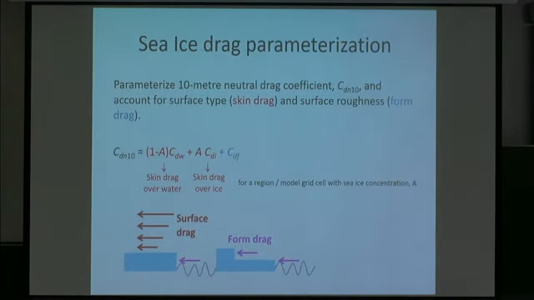So, you know, at the risk of telling you things you already know, we need to parameterize the way that the atmosphere and sea ice interact, and this is usually done by the definition of a drag coefficient here, which has got, as written here, three components. There's a skin drag over water, there's a skin drag over ice, and then there's a form drag. So if you look at the sketch here, the skin drag is in red, and the form drag is essentially the atmosphere hitting vertical surfaces and imparting momentum in that way.